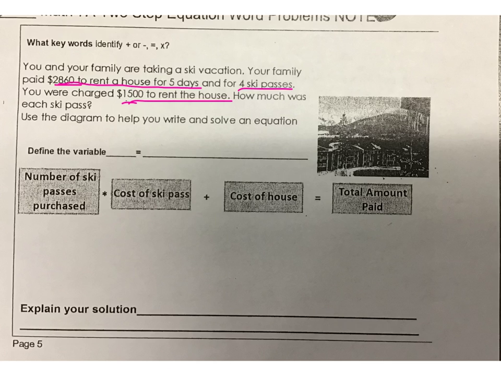So it's a combination of how much you had total for renting and the 4 ski passes. One thing I am going to tell you, this is a little tricky, is that extra 5 days is extra information we don't actually need here. So we want to know how much is for each ski pass. So let's define our variable, C, for the cost per pass.